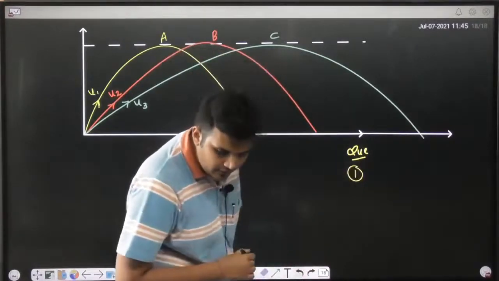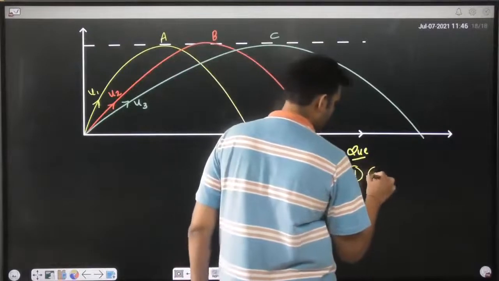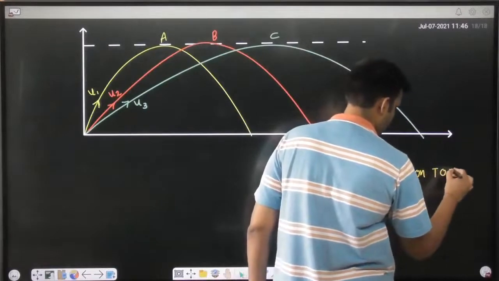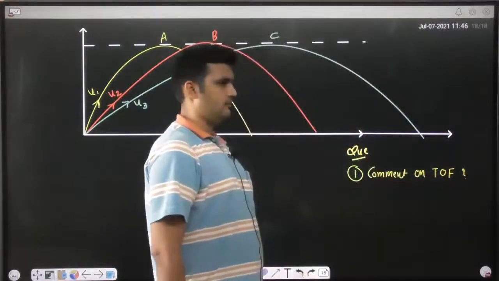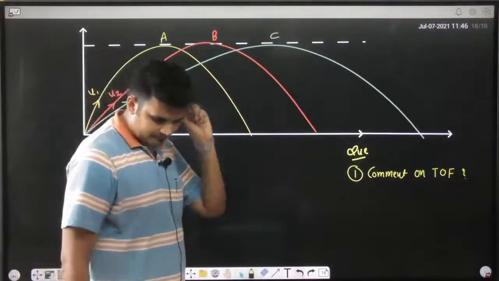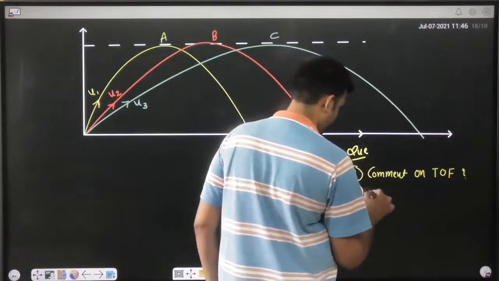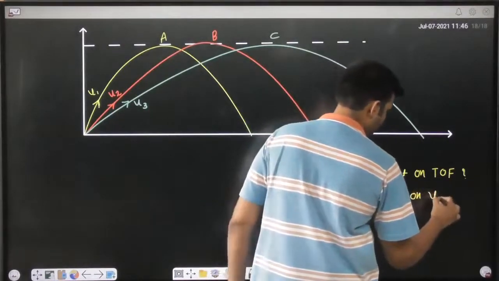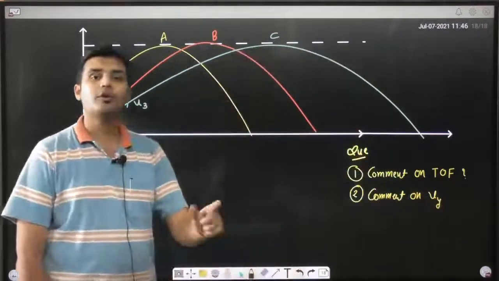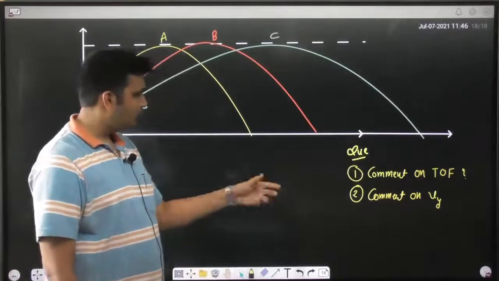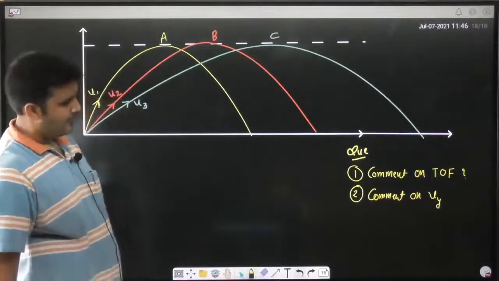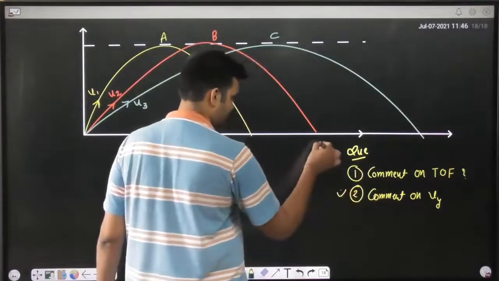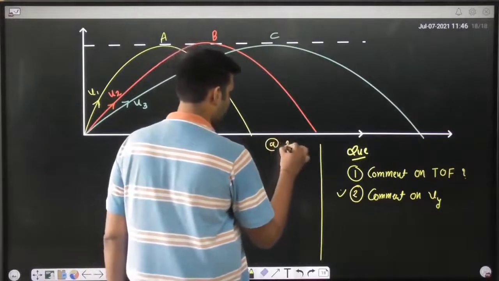The first question is: comment on the time of flight for each. Second, comment on uy, the y component of the initial velocity. So now we have both questions. First I am going to solve question 2. So this is the answer of question number 2.